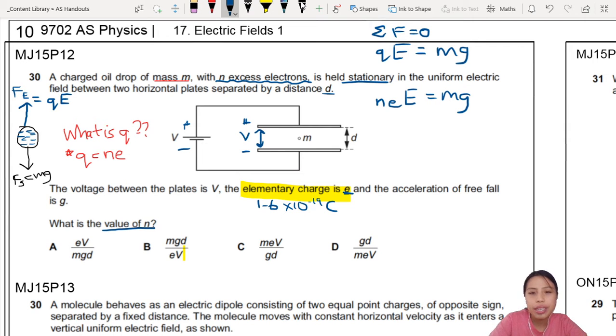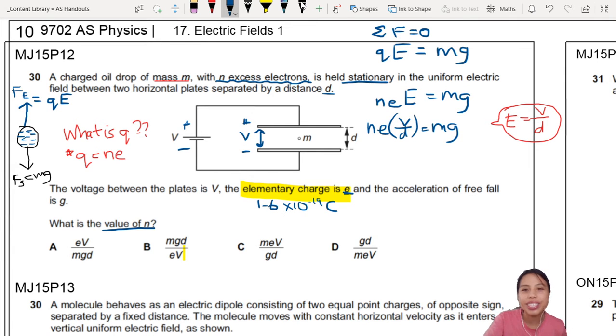The answers don't have big E inside, which means we need to get rid of the E also. What else do I know about E? Oh, E is related to the potential difference over the separation. So let's sub that in. So then you have Ne times V over D equals mg. Some morphing equations here.